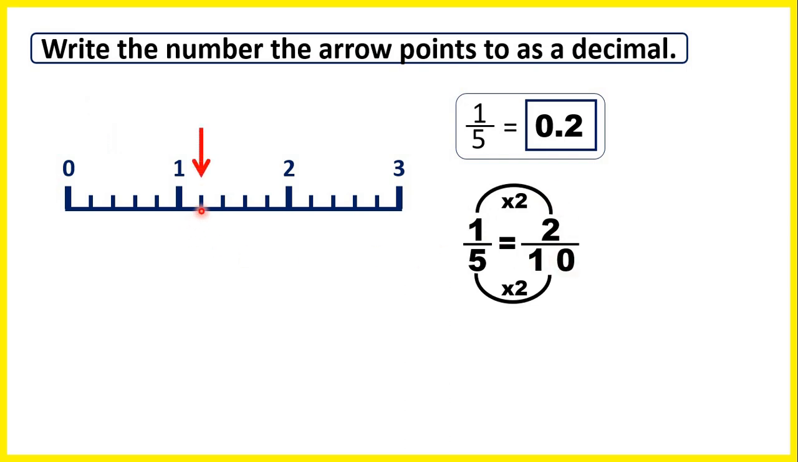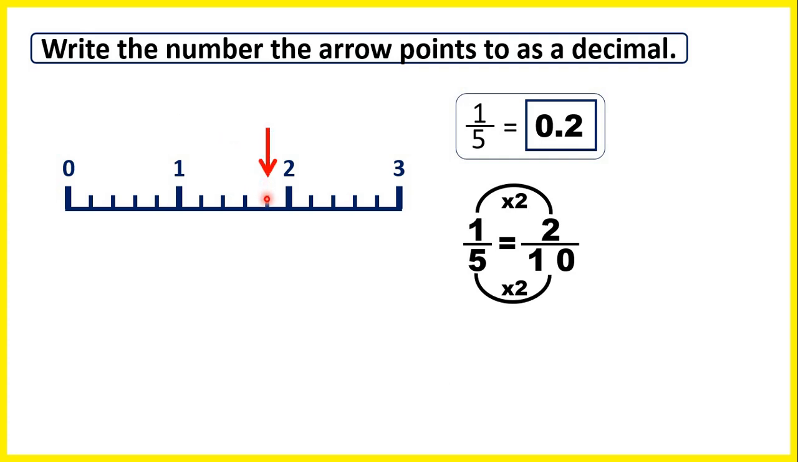So where is the arrow pointing to now? Well, it's the first line after one whole. So that's 1.2, because we have one whole and then another fifth, and 1/5 is the same as 0.2, but if we have one whole, that's 1.2.